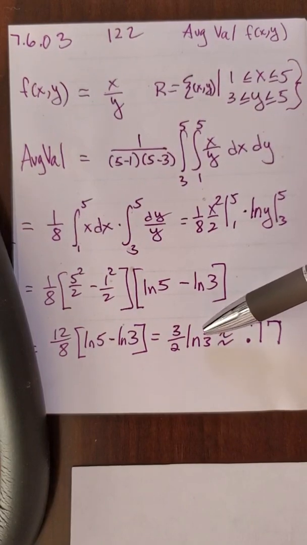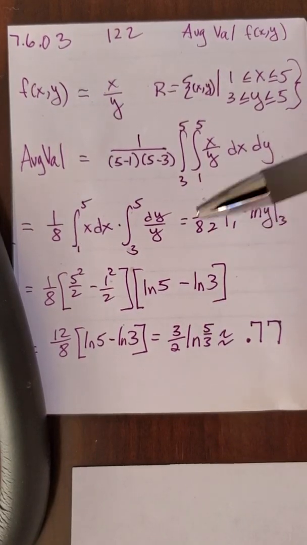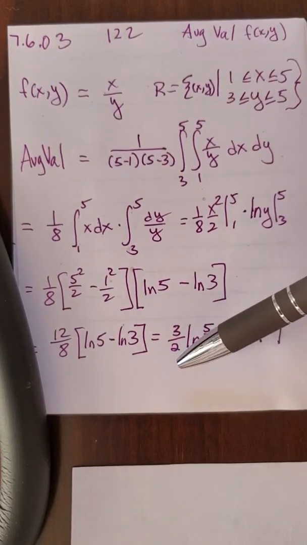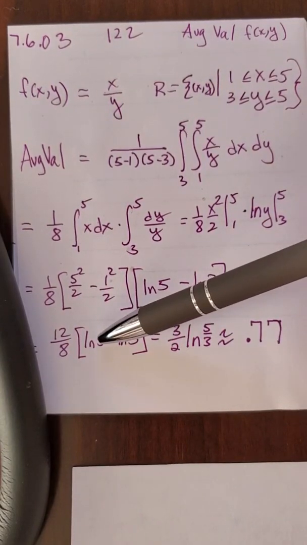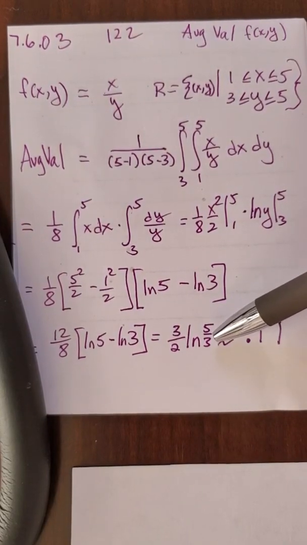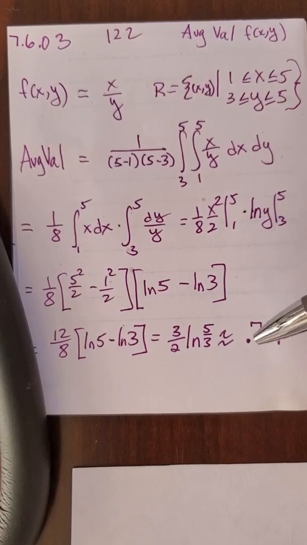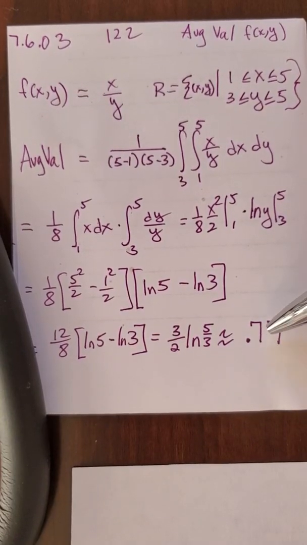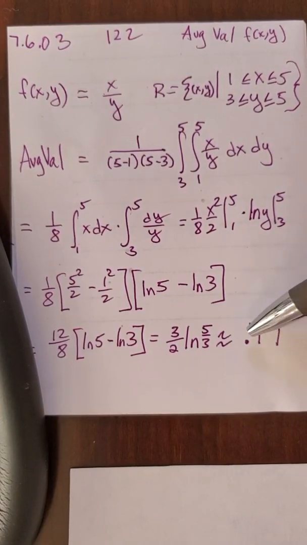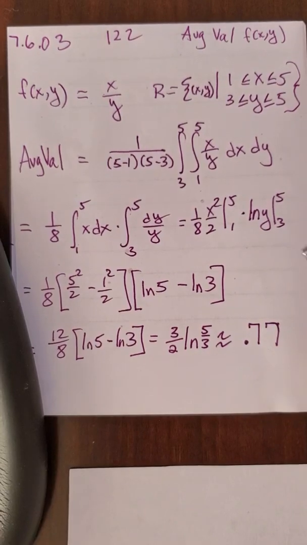I wrote it a tiny bit shorter. It doesn't really matter at this point, but I had some space. I reduced 12 over 8 to 3 over 2. And instead of ln 5 minus ln 3, I wrote ln of 5/3, which is the law of logarithms property. Either way, I want to change this to a decimal. So this is the exact answer right here. And as a decimal, that comes out to approximately 0.77.